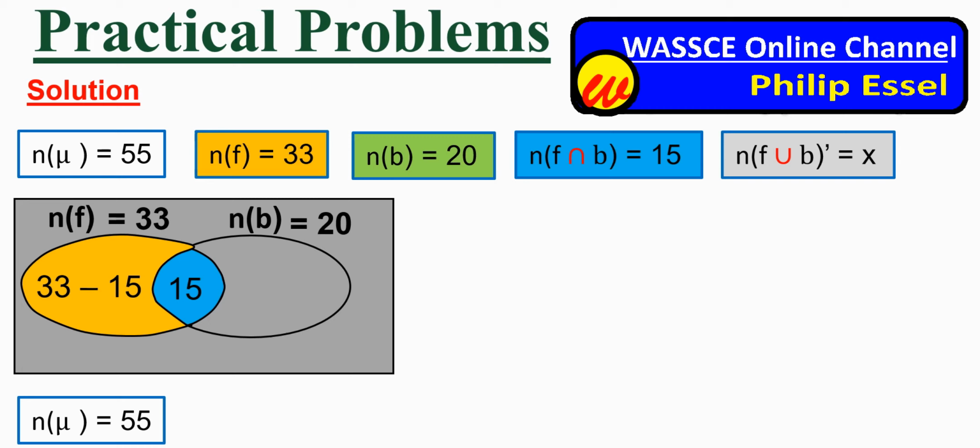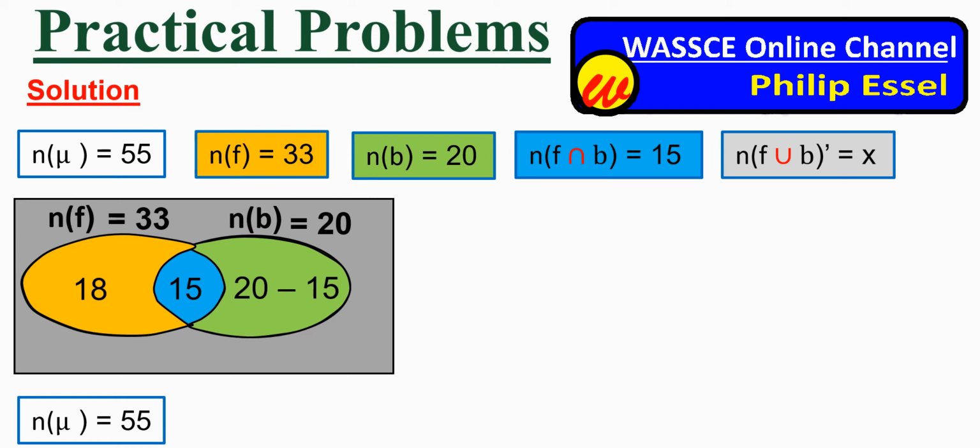Again, if I give you this green region and I ask you to find the number of students in that region, how would you go about this? Remember, that whole circle is equal to 20. So if you take the blue portion out of the 20, which is 15, you get 20 minus 15 for that green region. And of course, 20 minus 15 is 5. So we'll write 5 at that region.